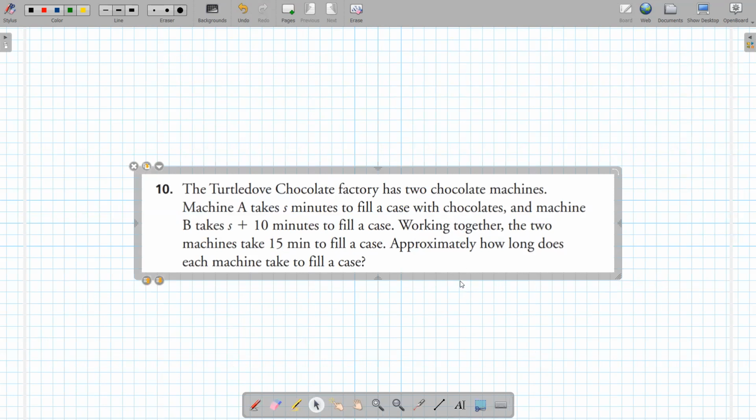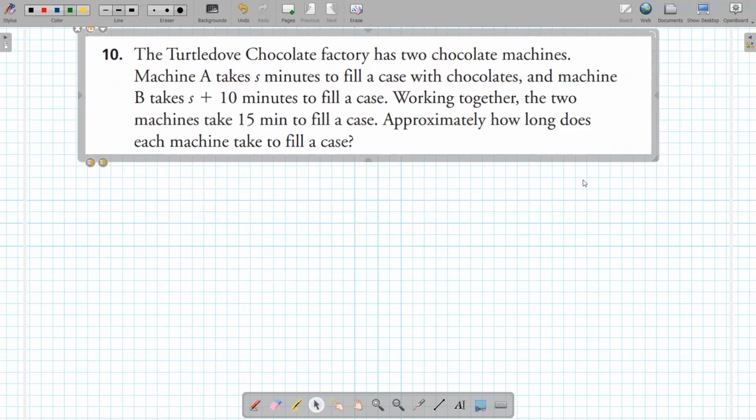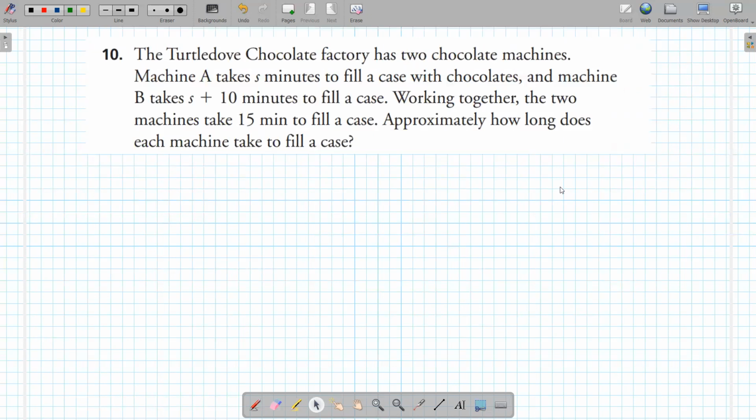And now we have a working together problem. Just remember to flip it. You do it in 1 minute individually, you add up the 1 minute individuals, and then you flip it, and that'll give you the total time.